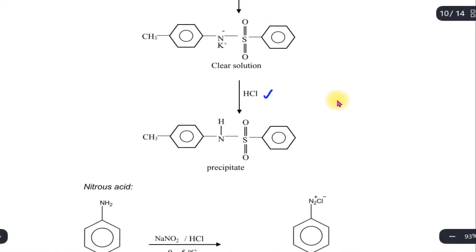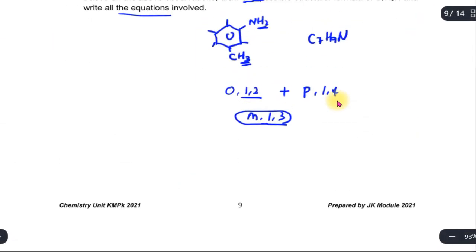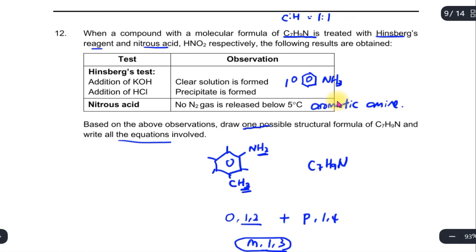As I say, you have to mention and explain this. You must jot down this point. So you have explained already with the Hinsberg test. Why this one you need not explain, because the observation is given. Observation is given, so what you need to do is just write down the equation.